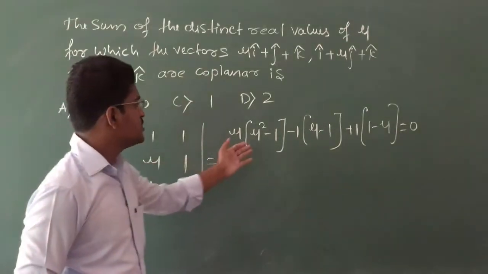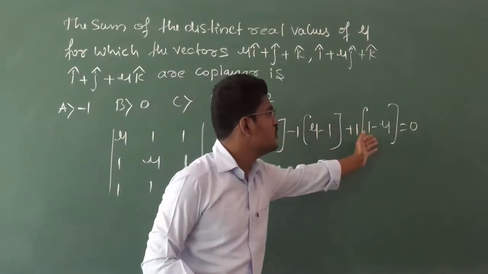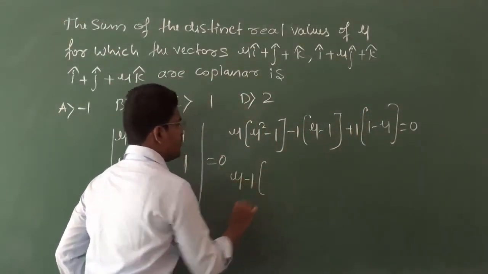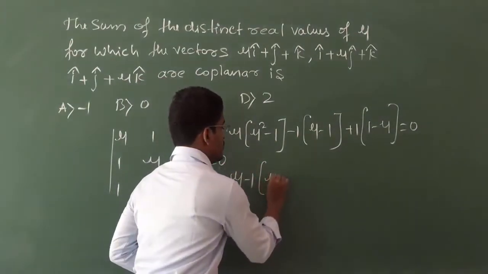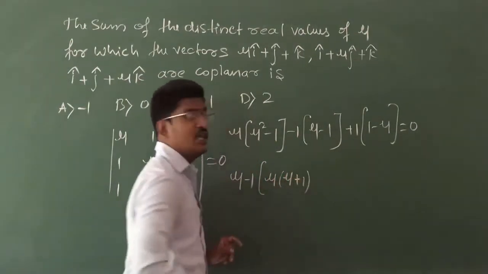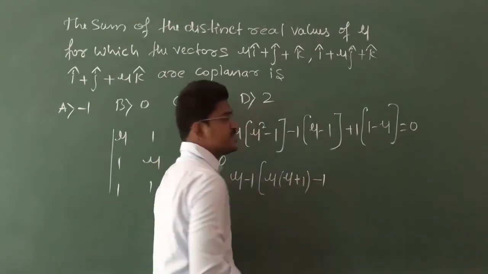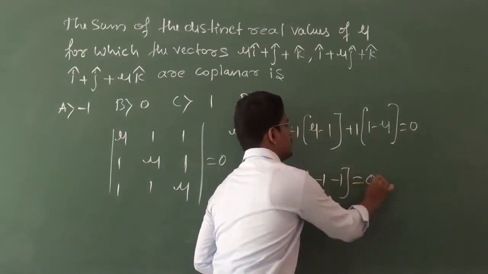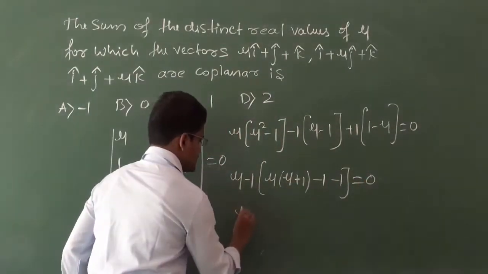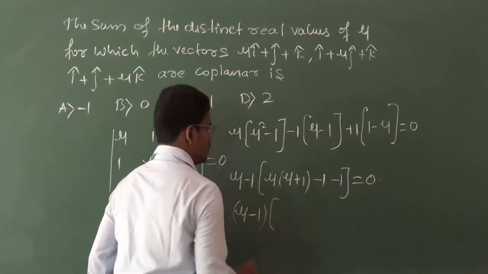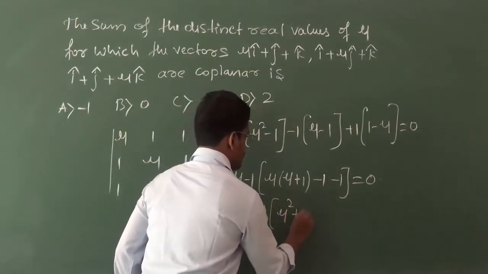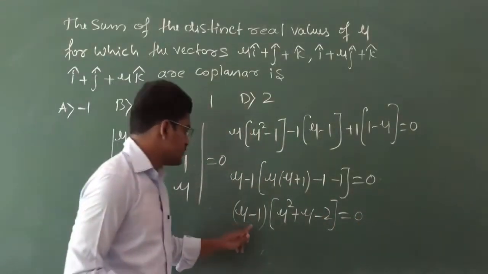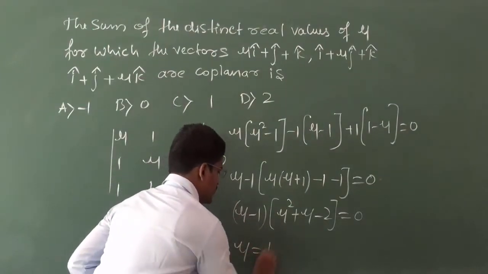Clear? So here also you have mu minus 1, mu minus 1. Here you also can take mu minus 1. So mu minus 1 is common. If I take mu minus 1 as common, here the remaining thing is mu into mu plus 1. Clear? So here minus 1 is remaining. If I take mu minus 1 as common, here also minus 1 will be the remaining, and that is equal to 0. Okay, friends. So this is mu minus 1 into mu square plus mu minus 2 equal to 0. Clear? So if you simplify this, you are going to have mu equal to 1.